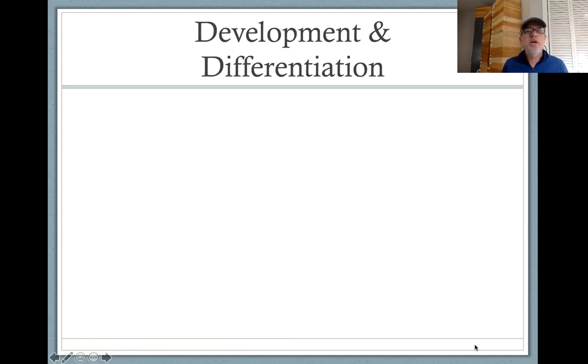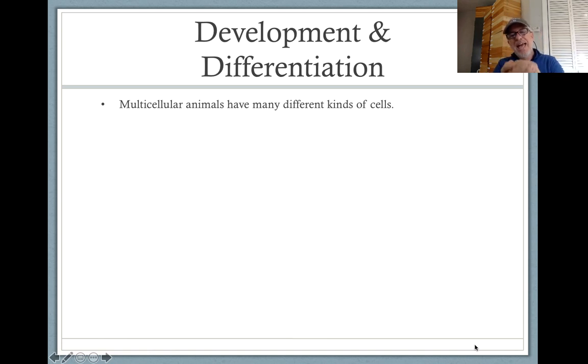Now I would like to switch topics for a second and talk about the development of a multicellular organism. We remember that all multicellular organisms begin as a zygote, a fertilized egg. But all multicellular organisms have many different kinds of cells. So how does it go from a single egg, which is a single type of cell, to many cells? Well, we know that's mitosis. But how do those cells become differentiated? How do they become different?